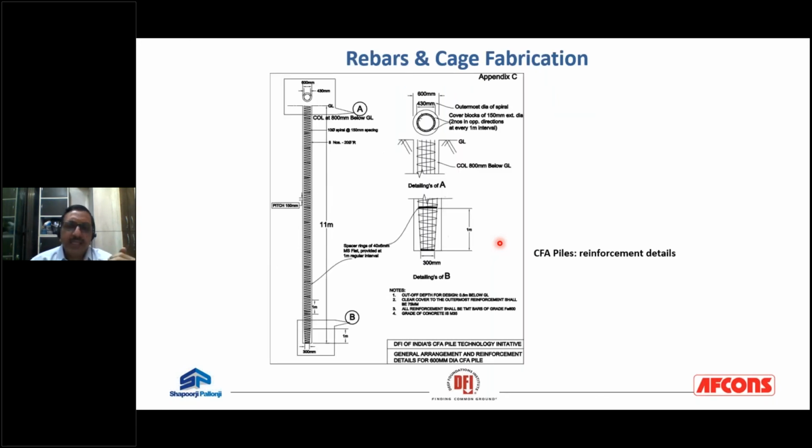The cage was a very sturdy cage. We had used 20 mm diameter bars, 10 numbers, with 10 mm spirals spaced at 150 center to center. Then the spacers were spaced at 1.5 meter center to center. Instead of going in for rings, we had used flats for spacers, and throughout the helix, the spacers were welded to the main bar to apply rigidity to the cage.